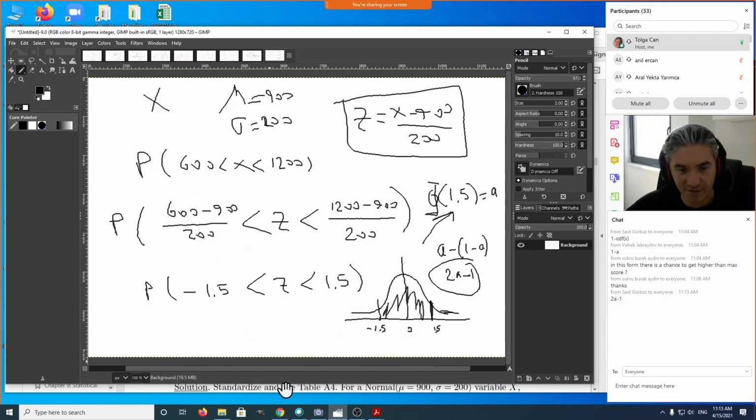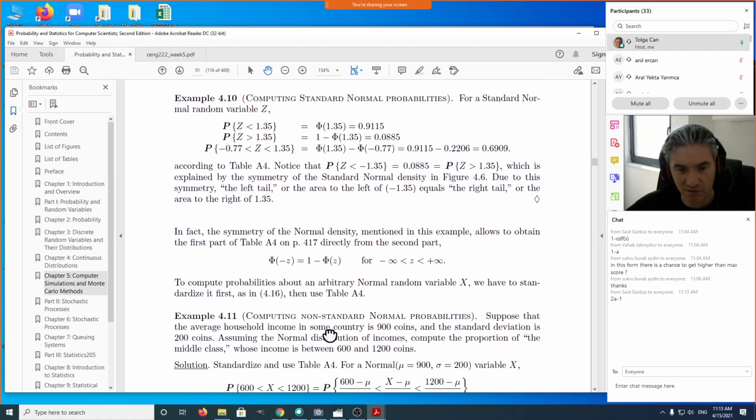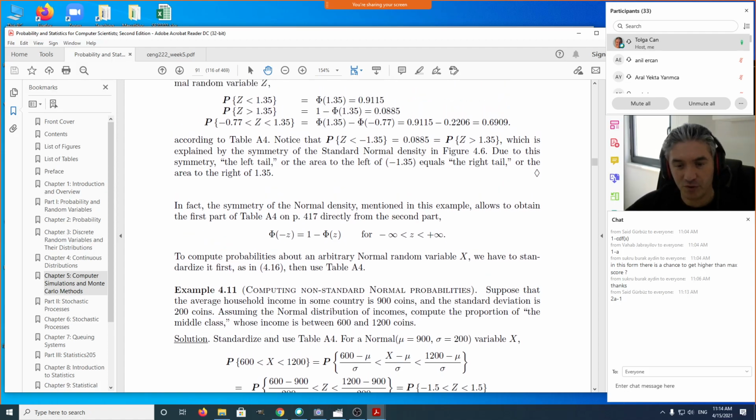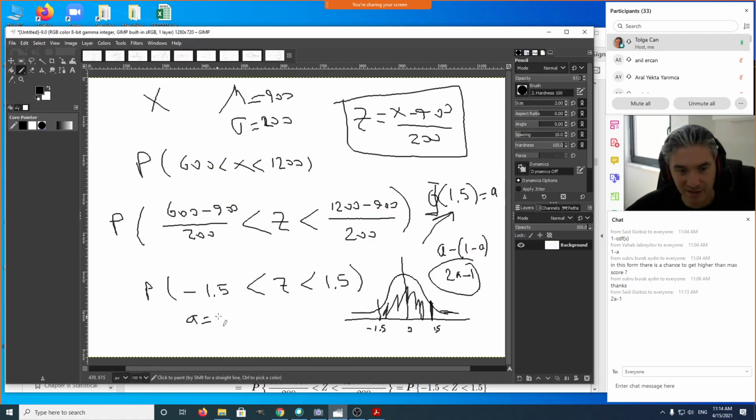CDF of 1.5, we can actually go ahead and take a look at the table. So CDF of 1.5 is 0.9332. So 0.9332 is what A is. Multiply it by 2. Let me do it. Where's my phone? 0.9332 multiplied by 2 and subtract 1 from it.